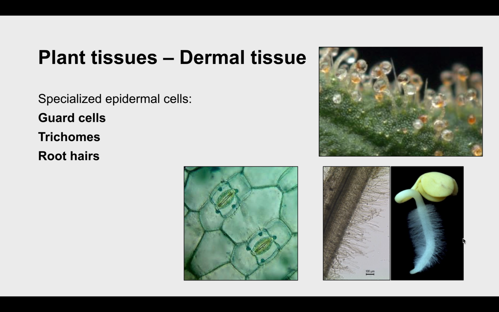We can have specialized epidermal cells. So three really common of those specialized epidermal cells. One are the root hairs that we talked about. Those root hairs are specialized to help the roots acquire more resources. Again, it's that epidermis, that single layer of cells, but they're just specialized to be really long and thin.